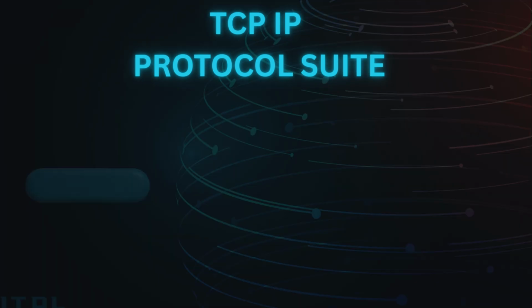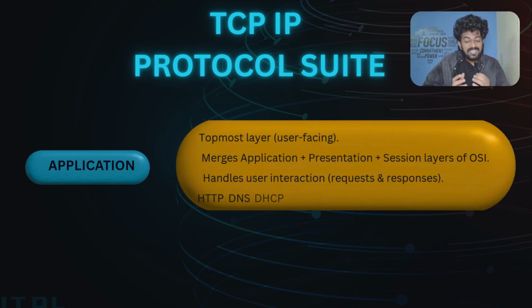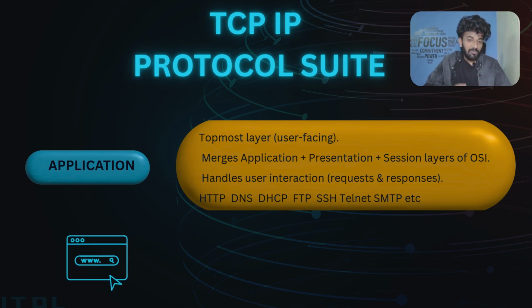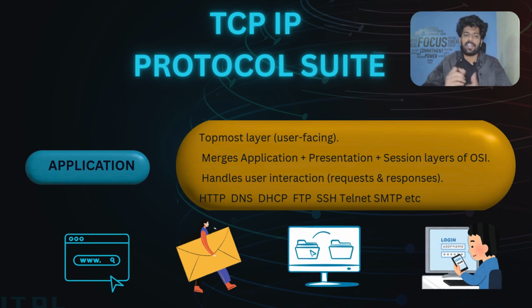Let's start with the application layer. What is the application layer? This is the topmost layer of the TCP/IP protocol suite. If you remember, in the OSI model we had three layers at the top. What are they? Application, presentation and session. But in the TCP/IP model, all these three layers' functions are merged into a single application layer. So everything that users interact with, like web browsing, sending an email, transferring files or doing a remote login, all this happens at the application layer.